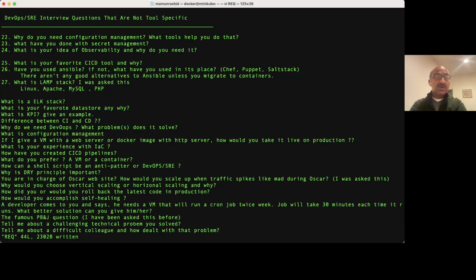Moving on, next question. What have you done with secret management? Secret management is a whole big topic, especially if you're doing Kubernetes. There are multiple ways to store your secrets where your virtual machines, your containers can go and grab them, or maybe even your CI/CD tools, right? So where do you keep them? So you have to know what kind of answer you're going to give based on your experience. If you don't have any experience with this, you should really study up on that.